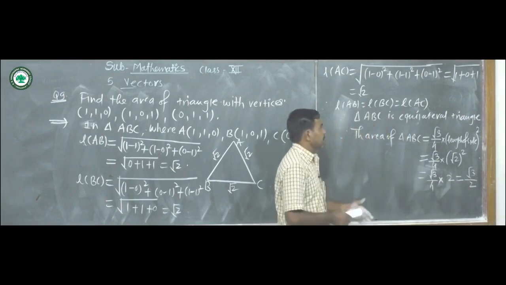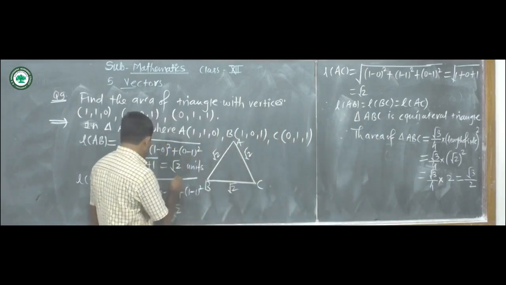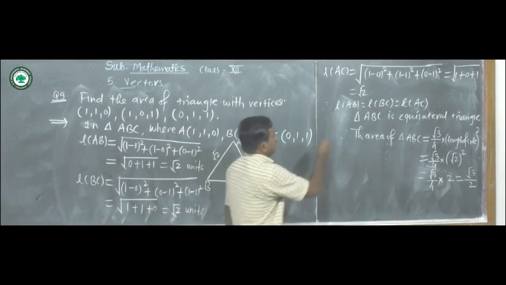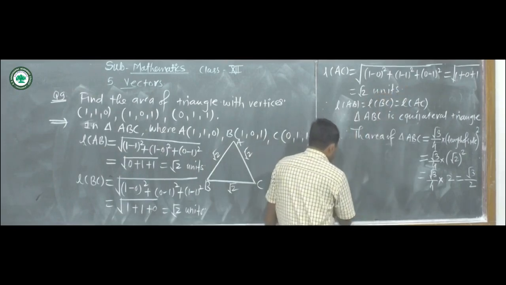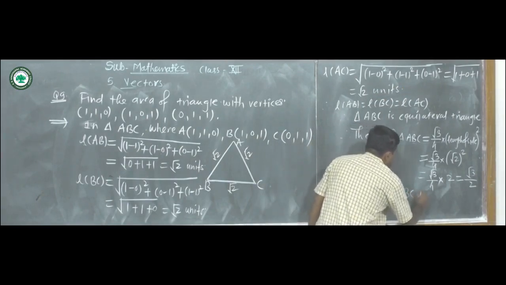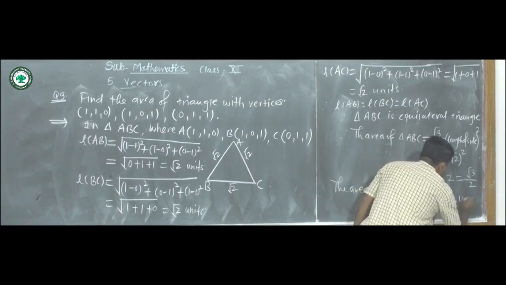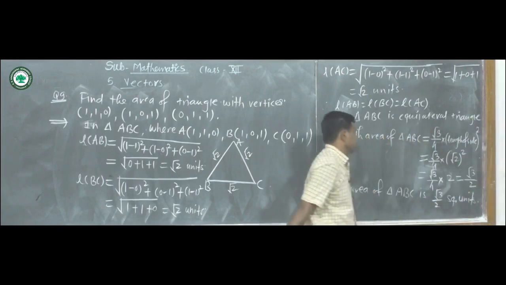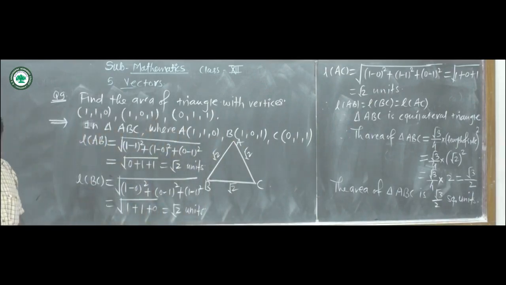If the length of the sides is in units, just units, then the area is in square units because it is length. So the area of triangle ABC is square root of 3 by 2 square units. So this is the area of triangle ABC.